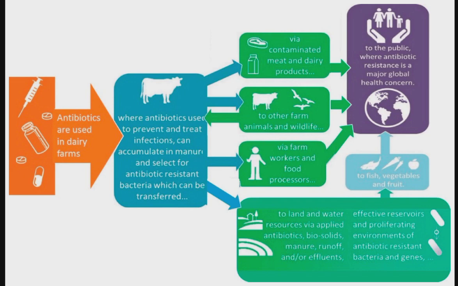So why is it used? Because microorganisms are there that can contaminate meat and dairy products, and because of that, antibiotics are used. It spreads to other farm animals and livestock, via farm workers and food processors, and to land and water resources via applied antibiotics, biosolids and manufacturer runoff. In this way it is being spread.